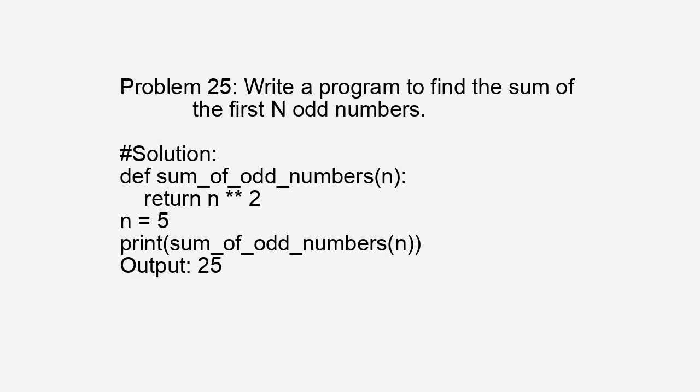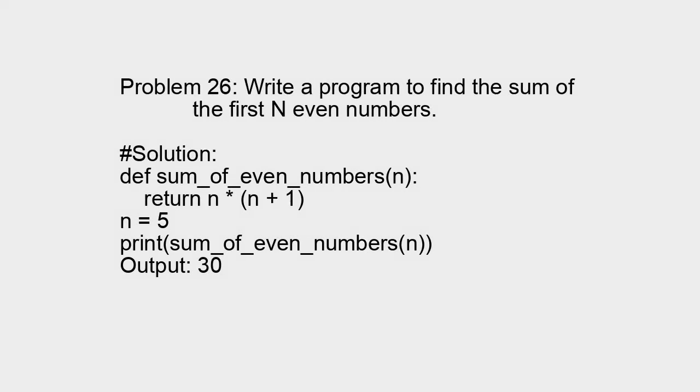Problem 25. Write a program to find the sum of the first n odd numbers. Solution: def sum_of_odd_numbers(n): return n ** 2. n = 5. print(sum_of_odd_numbers(n)). Output: 25.